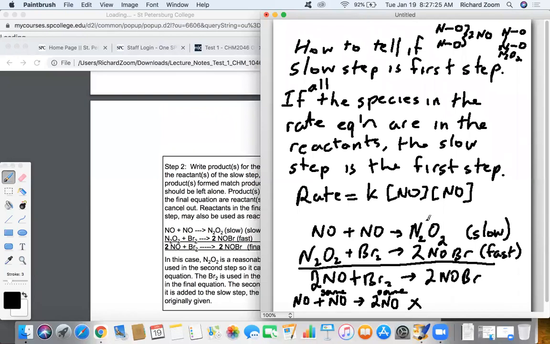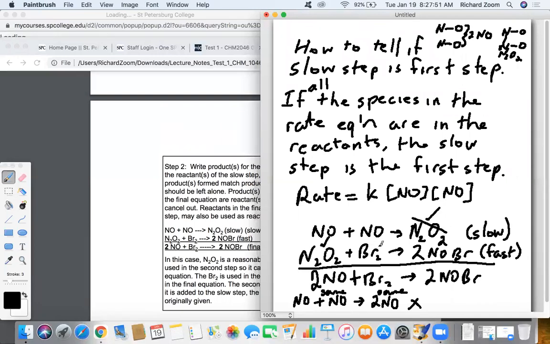So what you'll notice is you've got the N2O2 and you've got the N2O2 down here. So the N2O2 that's formed in the first step is used in the second step to get the product. So it turns out that when you add these together, the N2O2s all cancel out and we're just left with 2NO plus Br2 gives 2NOBr.